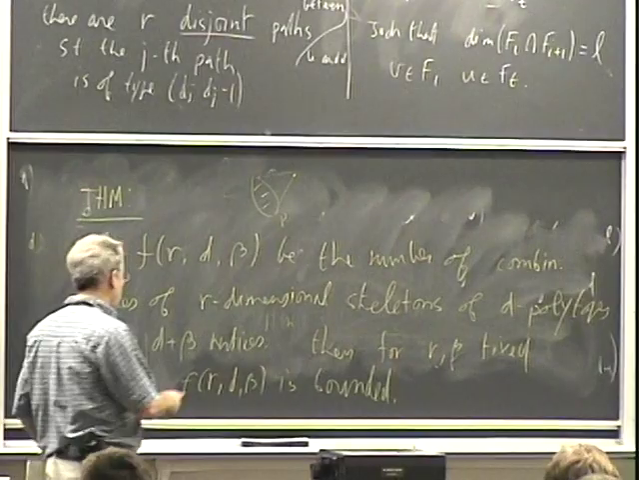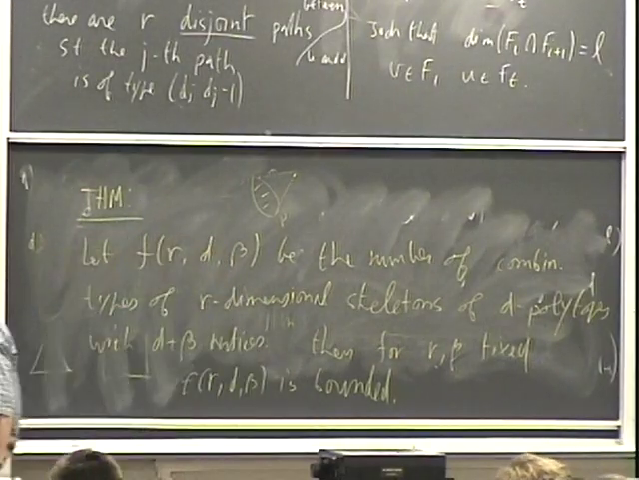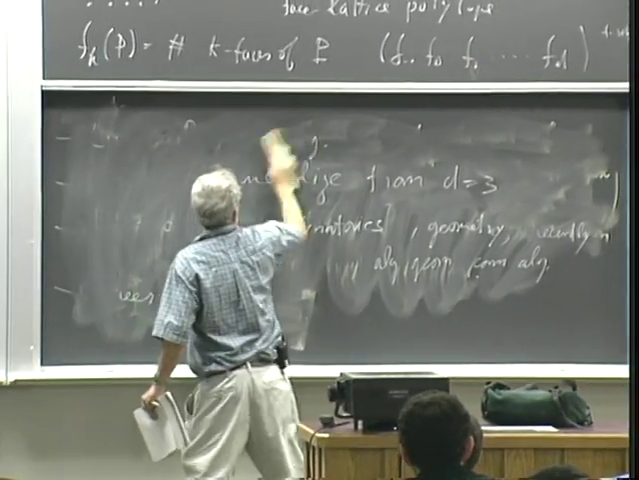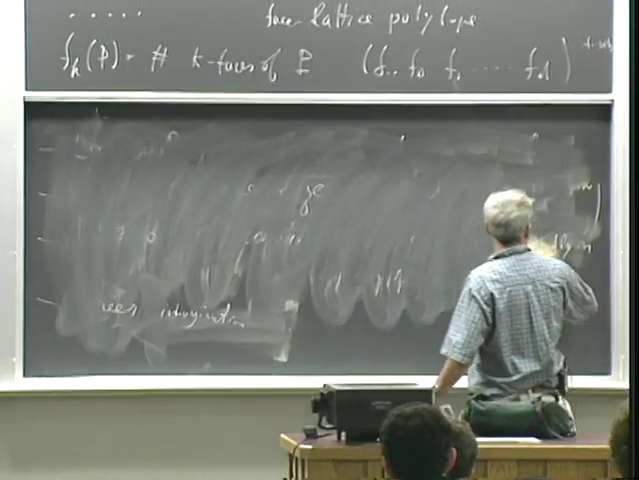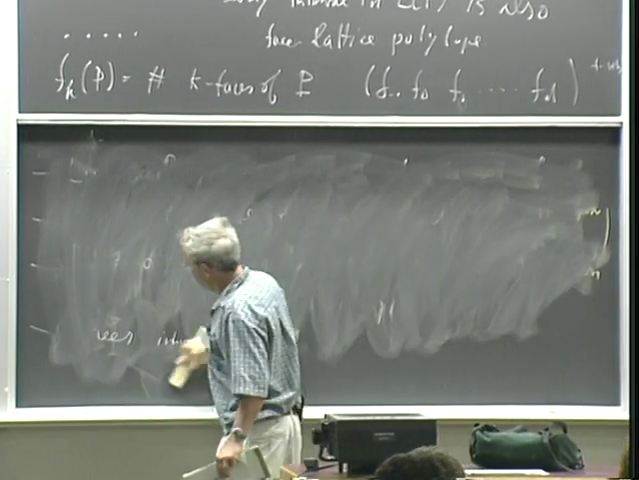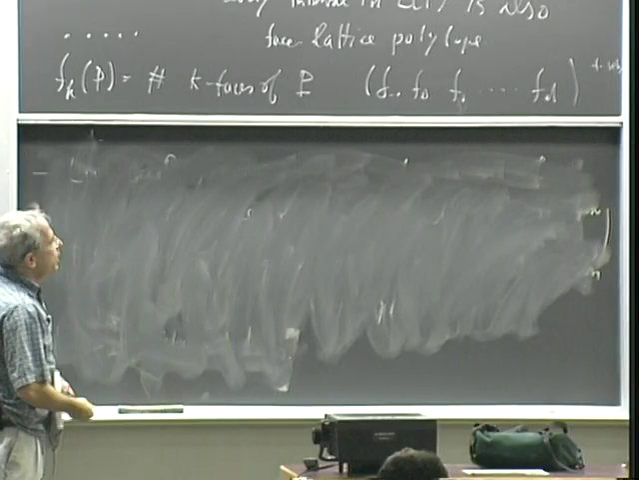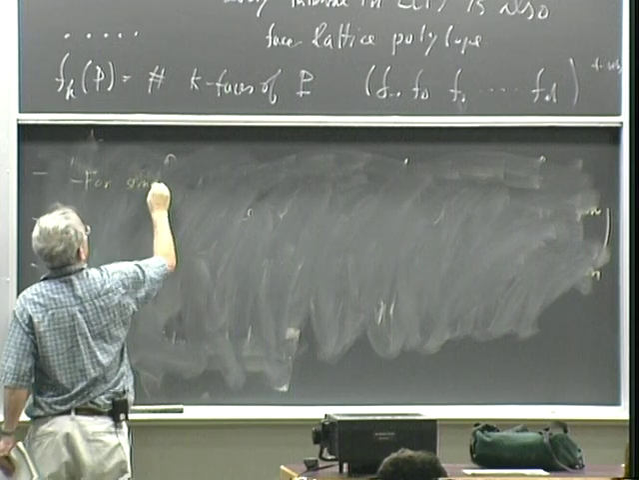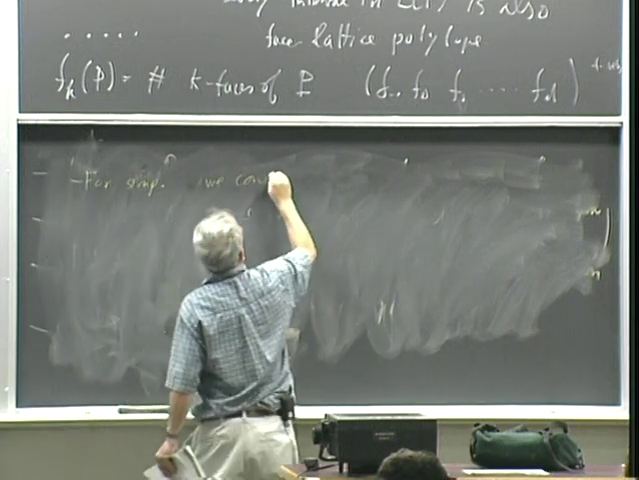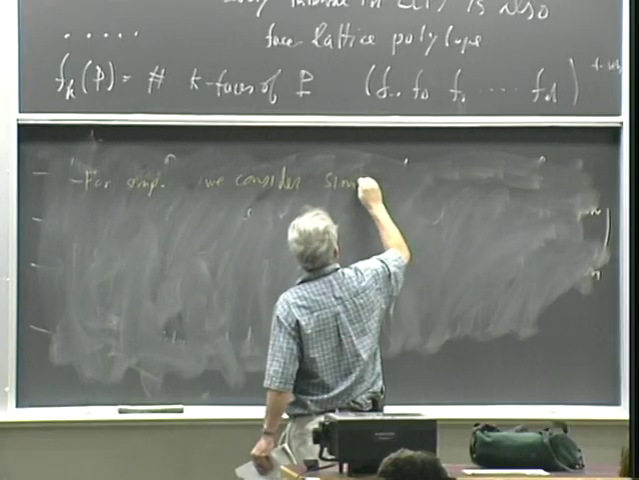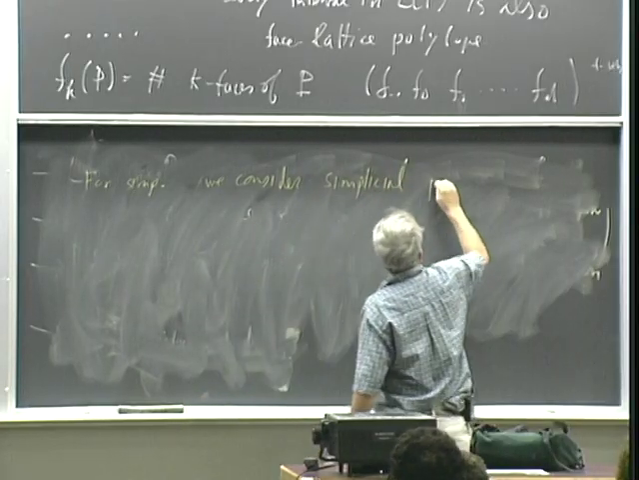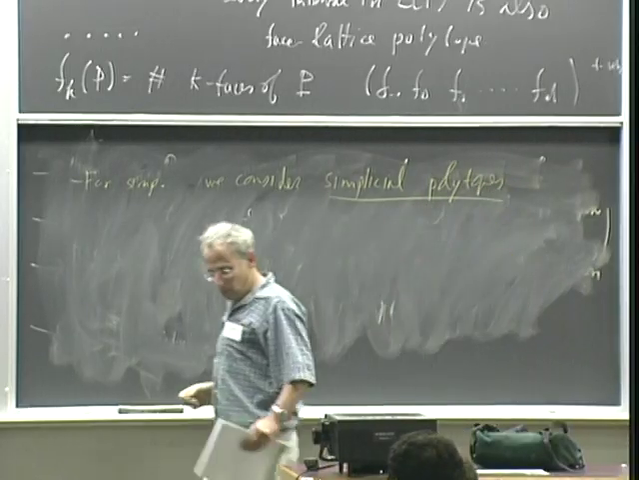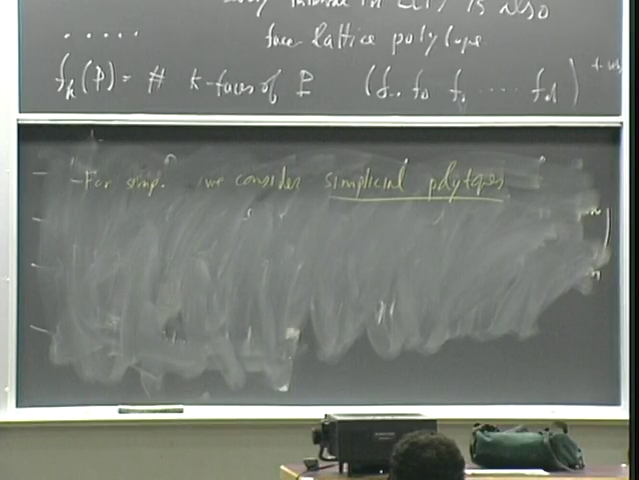Okay, so now let me try to prove this theorem, or explain why this theorem is true. I will consider only simplicial polytopes, for simplicity. But I will tell you later what change is needed for general polytopes.